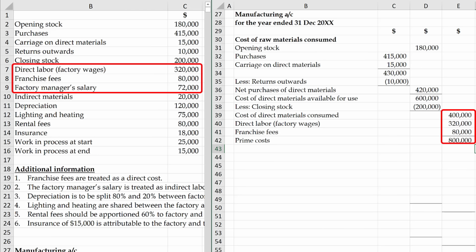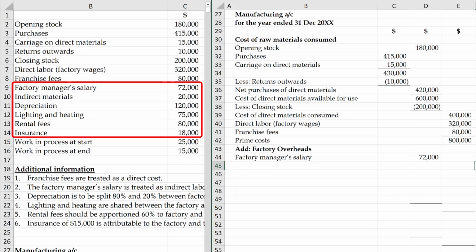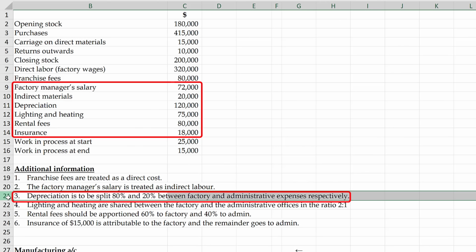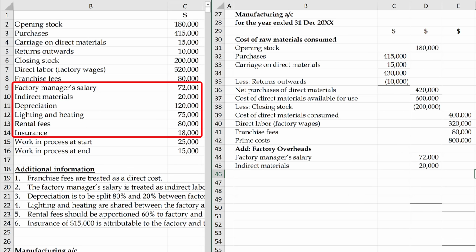I get prime costs of 800,000 and head up overheads. Right, so factory manager's salary 72,000. Indirect materials 20. Now let's take a look, because I'm seeing item 3 is depreciation. Let's just open it up here. So depreciation is to be split 80% between factory and admin respectively. So 80% of that goes to the factory. So we're going to do 96,000.